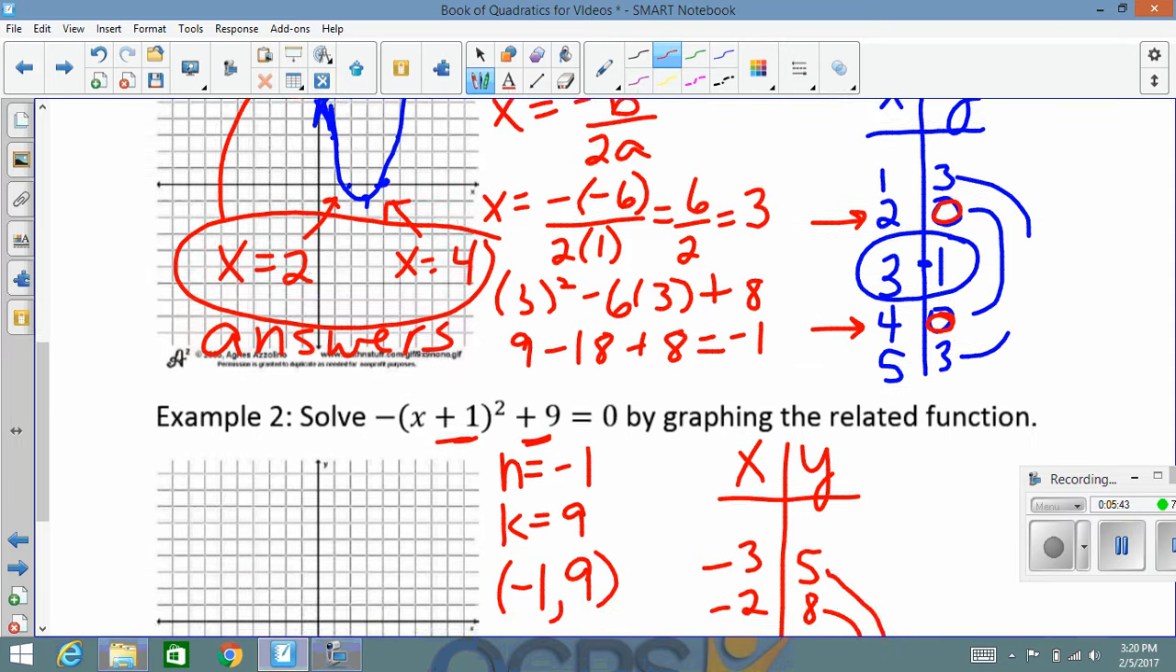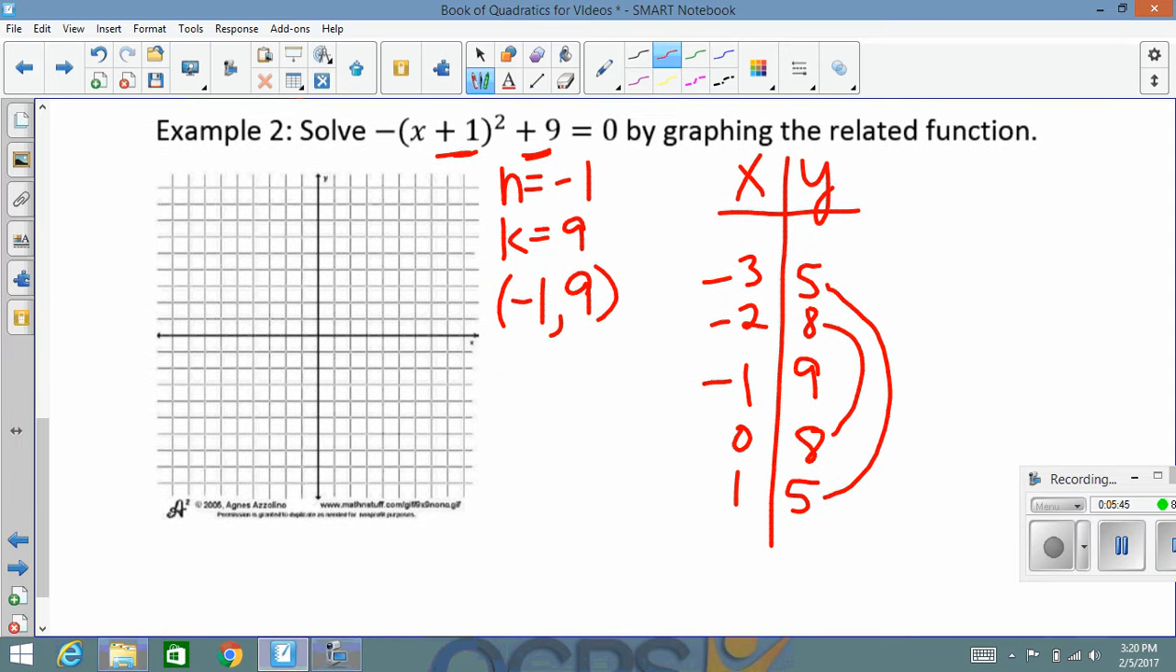I'm going to plug in one more value on each side to see if I can get to 0. If I plug in 2, I get 2 plus 1 is 3, 3 squared is 9, negative 9 plus 9 is 0. I want to know where those zeros are happening. So then I also know if I go down to negative 4, it'll give me 0. So I plotted a few extra points just so I could get to my intercepts there.